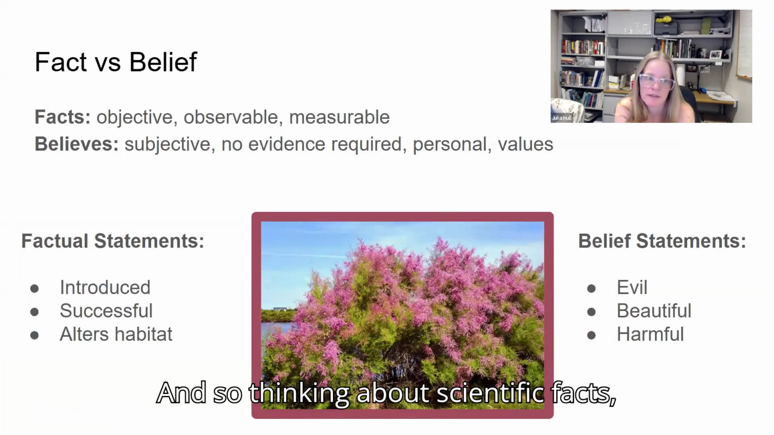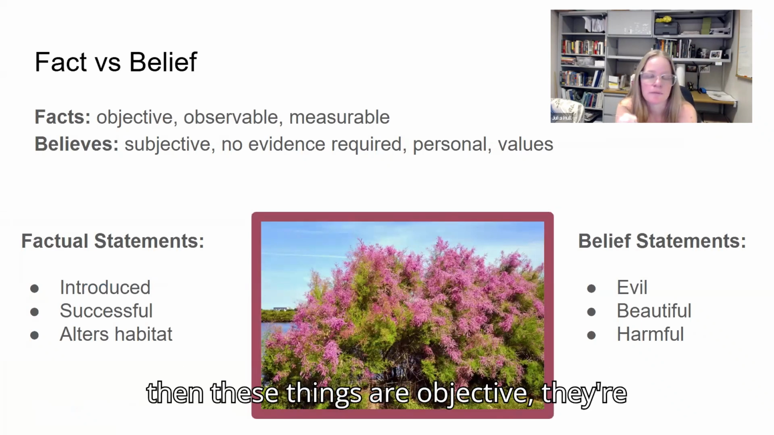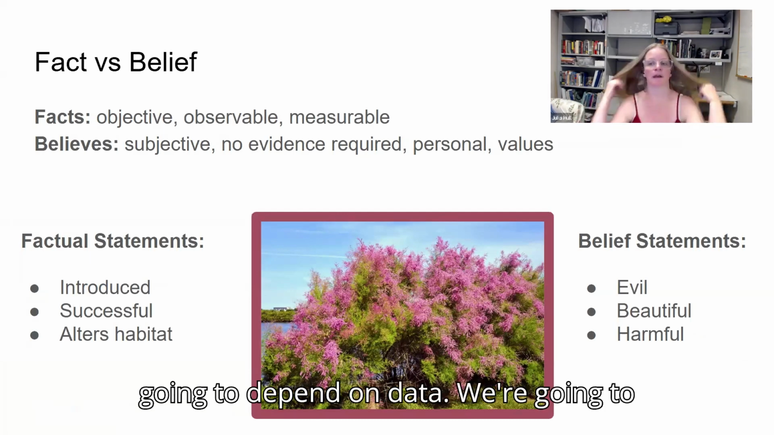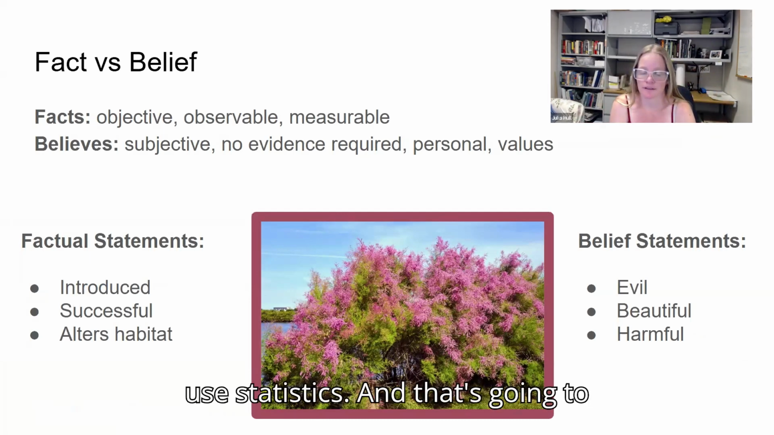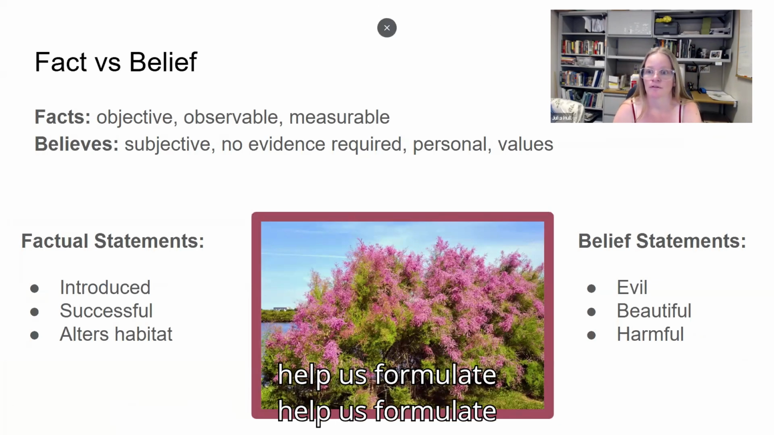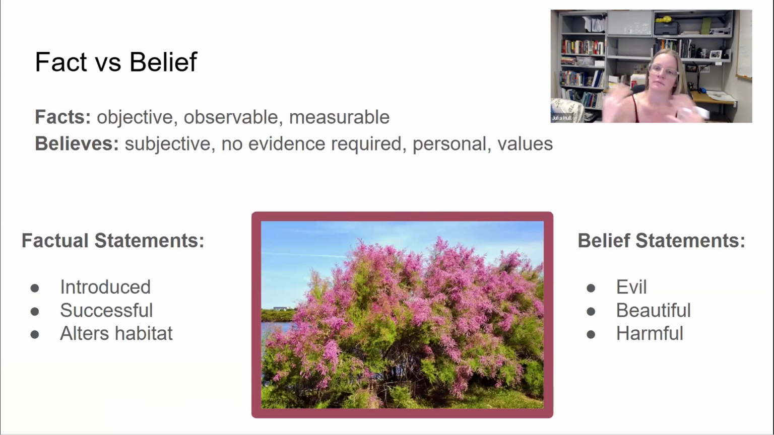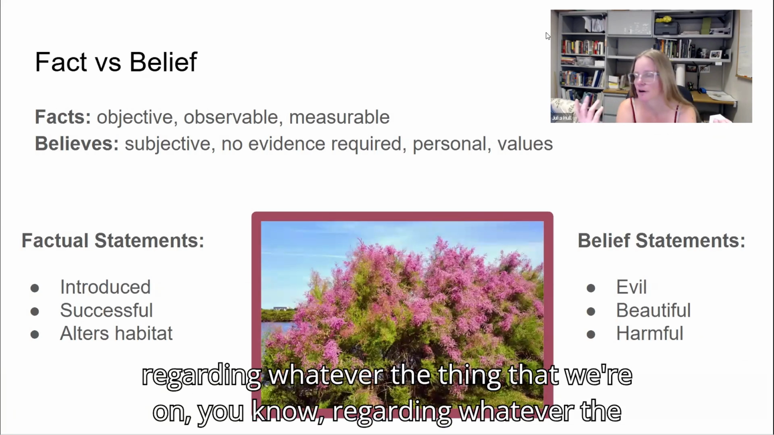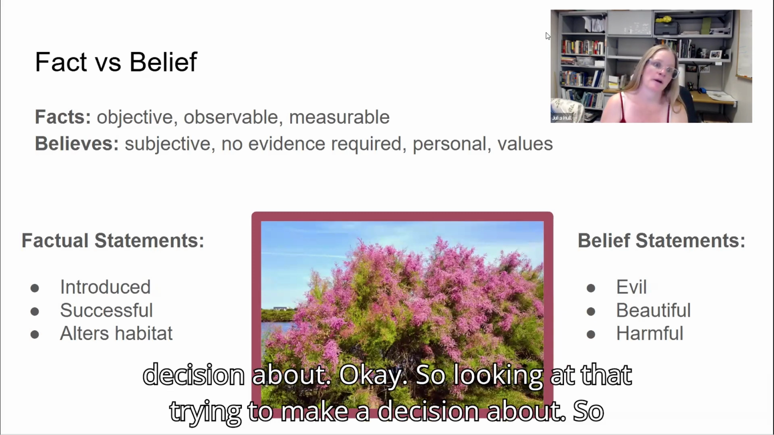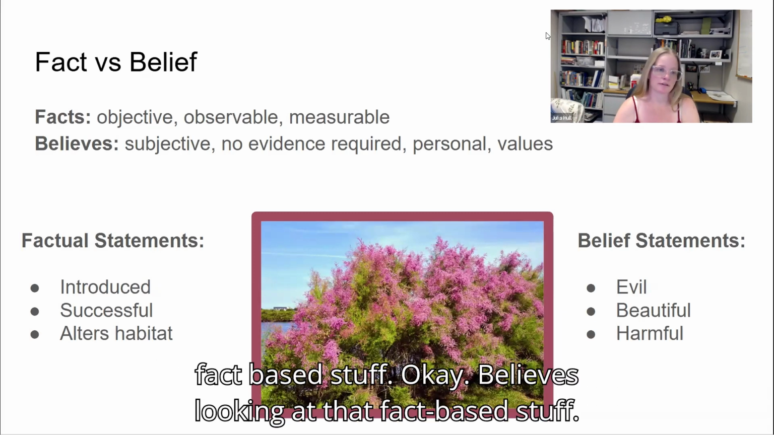So thinking about scientific facts, these things are objective, observable, and measurable. We're going to depend on data. We're going to use statistics, and that's going to help us formulate the decisions that we're going to make regarding whatever the thing is that we're trying to make a decision about. Okay, so looking at that fact-based stuff.